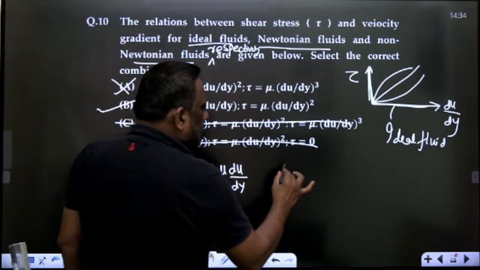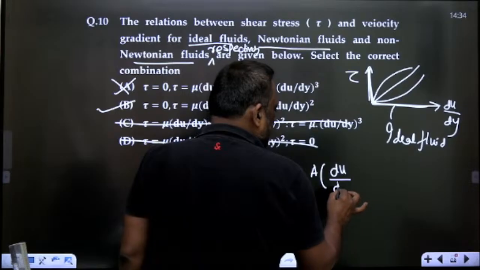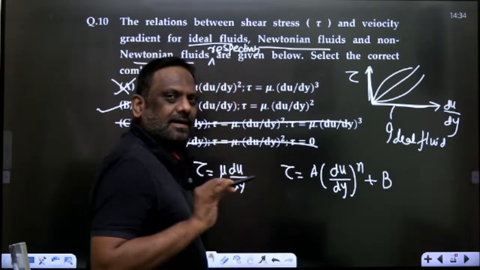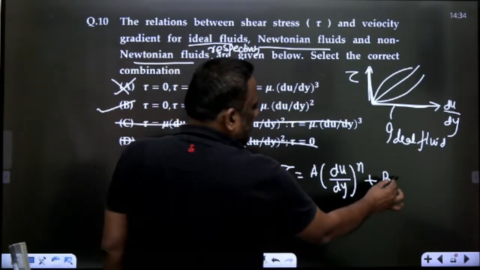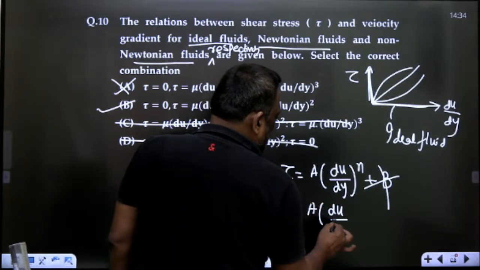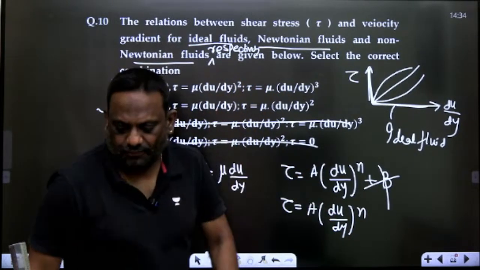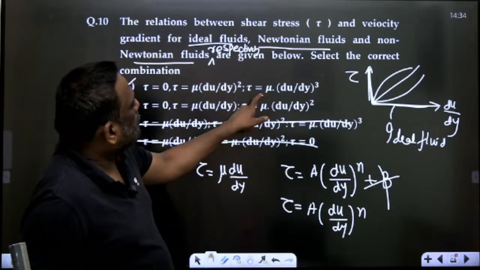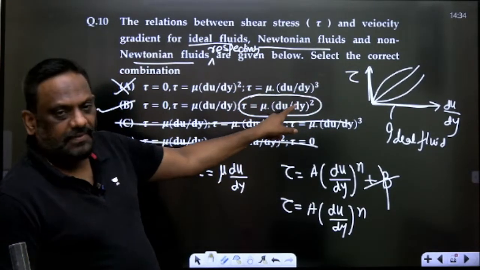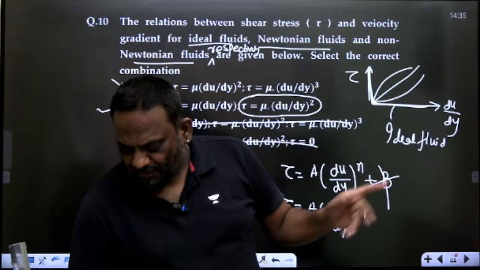And non-Newtonian is this: tau is equal to a du by dy whole power n plus b. If it is a classical fluid, b will be 0 and tau will be equal to a du by dy whole power n. So if n is greater than 1, which non-Newtonian fluid is this? There are different fluids like pseudoplastic, thixotropic, dilatant fluid. Which one is this, sir?